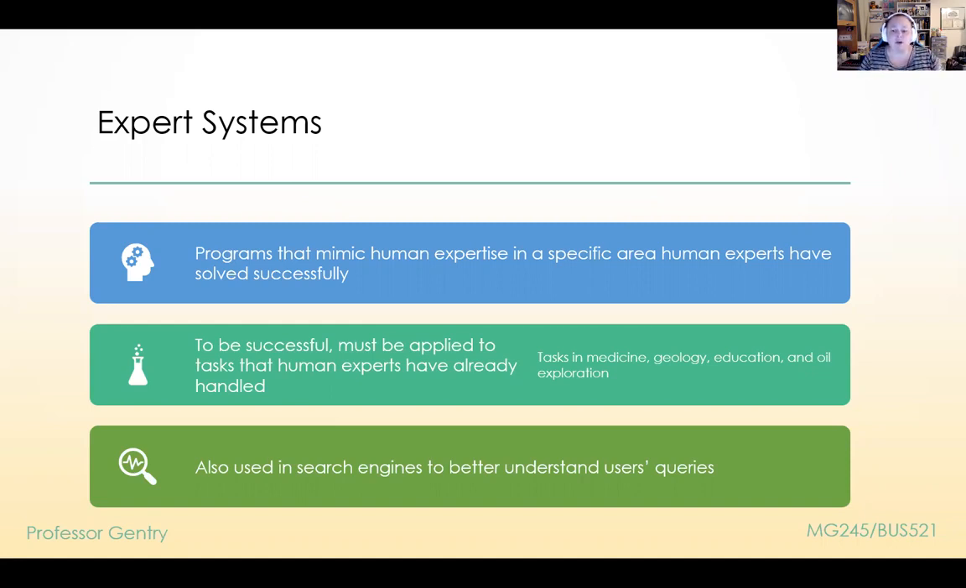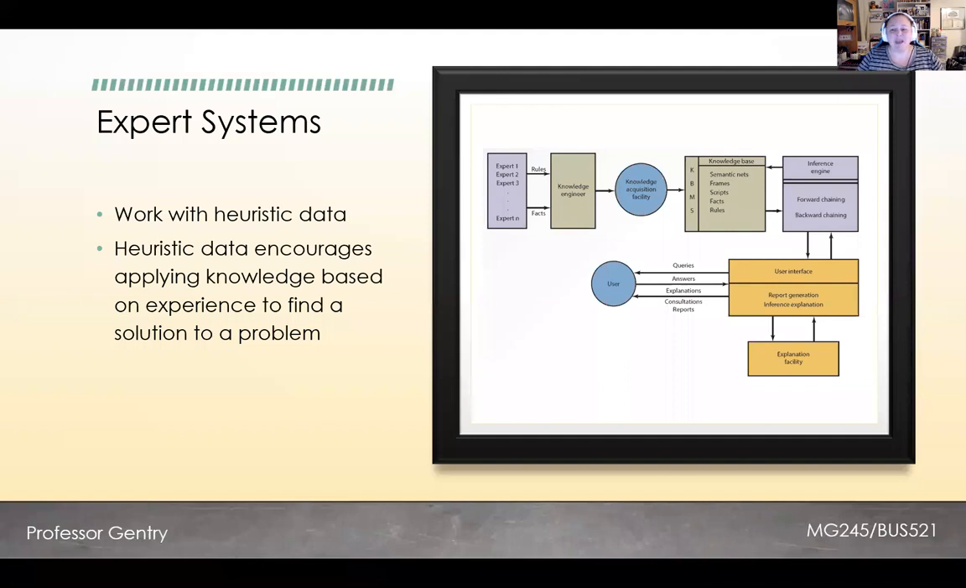Expert systems can also monitor what customers are saying regarding specific products, and related to that, it could be used for search engines to better understand your users' queries. Expert systems are going to work with your heuristic data. Heuristic data includes things like common sense, rules of thumb, educated guesses, and your judgment. Your heuristic data encourages the application of knowledge based on experience to find a solution.